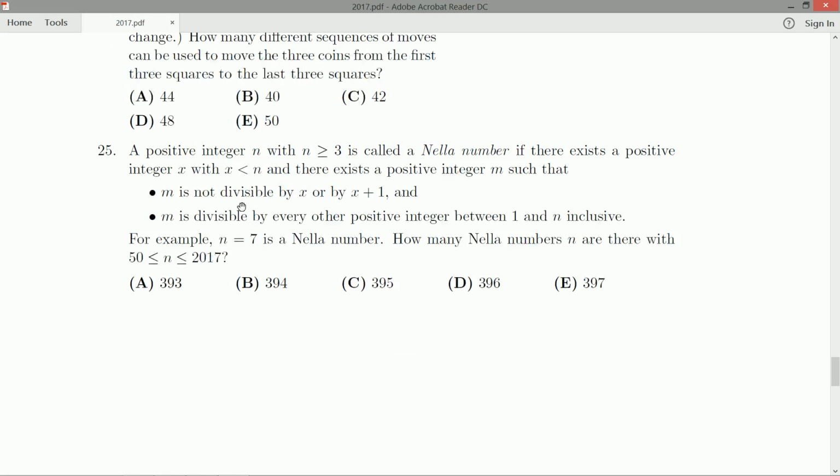For now, though, we ignore question 24. That's done. Answer was C, 42, and we set our eyes on question number 25. And that'll be the last question. That'll finish off the Cayley quite nicely.